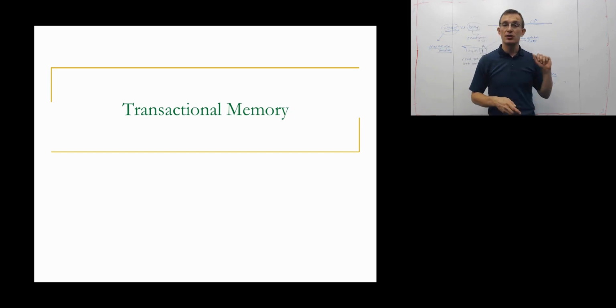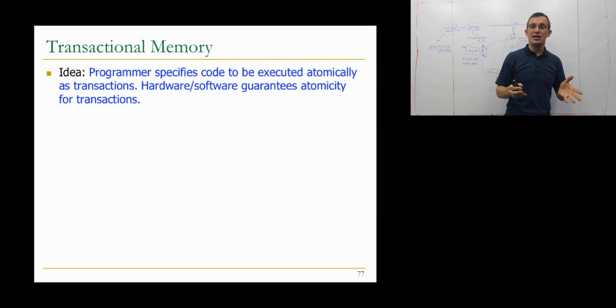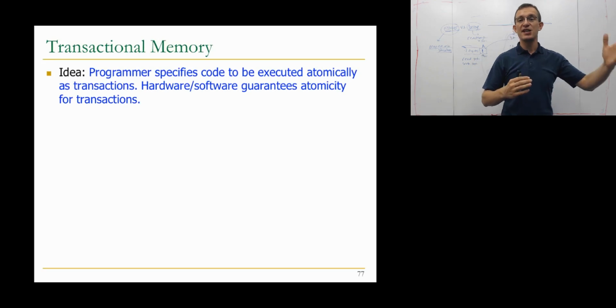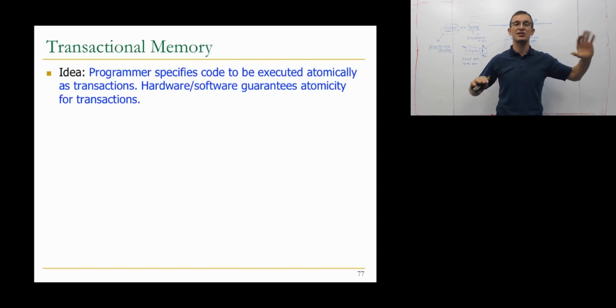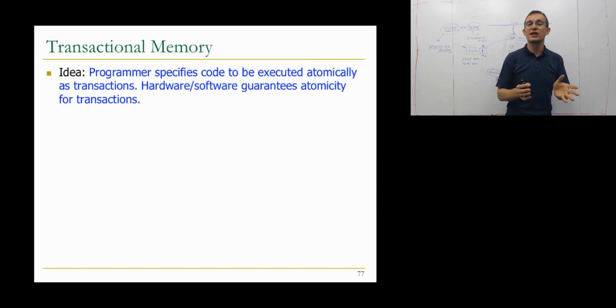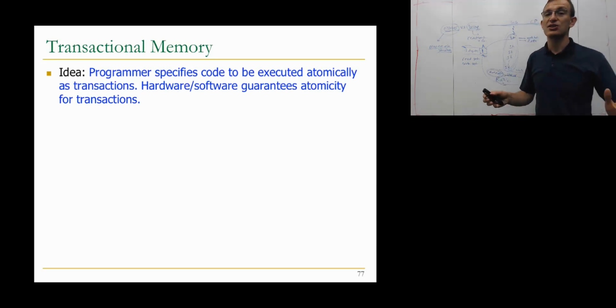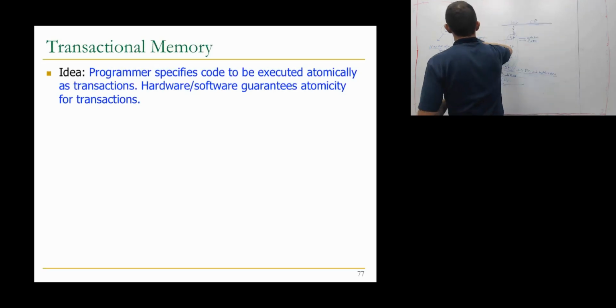But I'd be happy to take any questions related to this and give you potential pointers in terms of research topics. The basic idea is, remember, we want to keep atomic execution of critical sections. The programmer specifies what code should be executed atomically as transactions, and hardware and software guarantee atomicity for these transactions. Which means that the programmer doesn't need to deal with locks anymore, right? All they need to do is delineate the transactions, or what code needs to be executed atomically.